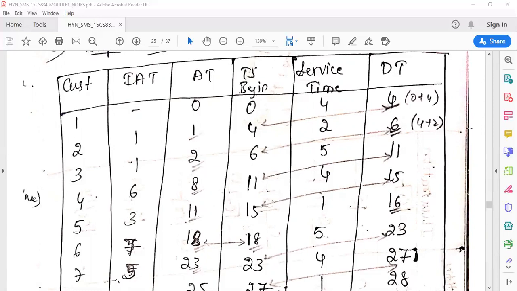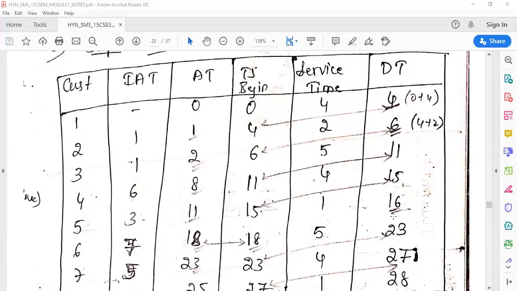Next see the arrival time, it is lesser. Server is free at 6, which means service will begin at 6 only. So 6 plus 5 is 11. Next, see the arrival time, it is 8. But the server is free at 11, so it will begin at 11 only. So 11 plus 4 is 15. The same way, 15 plus 1 is 16.